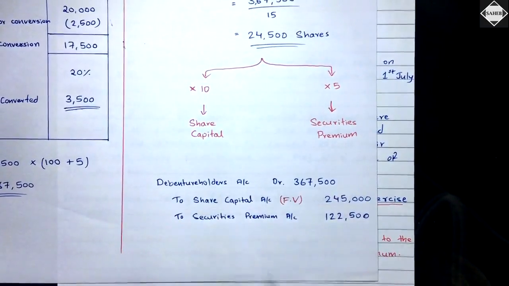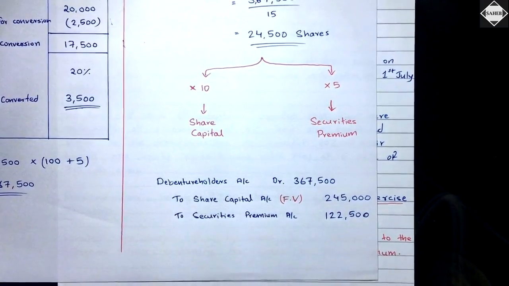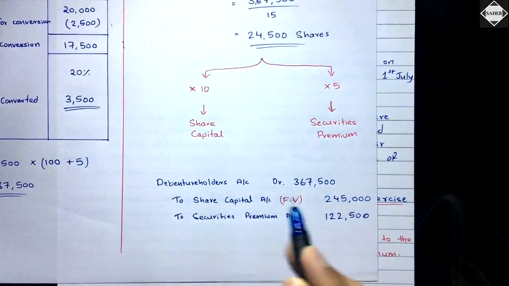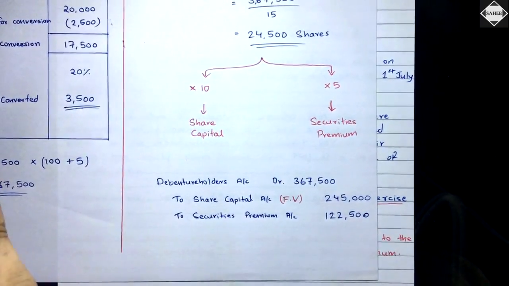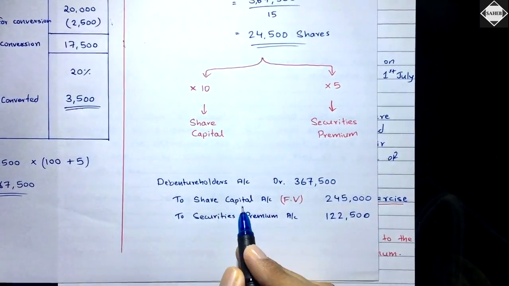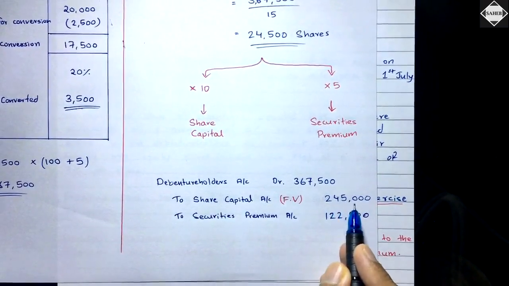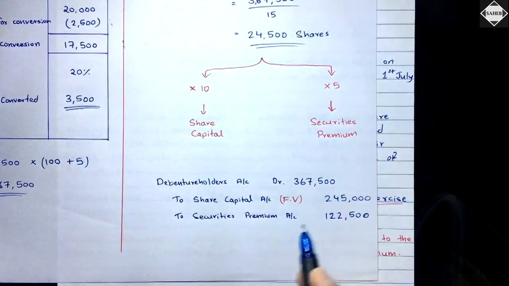See the entry? The entry would be like this. Previously, in the lump sum and in the installments, we used to pay cash, debenture holders account debit to bank. Right now we are not doing that. We are not paying the money, we are giving shares. So cancel the personal liability of debenture holders, 3,67,500, the liability which you created at the time of due. Now you have to give the shares. To share capital, the capital is increasing, so you credit the capital account with the face value. Only the face value will go to share capital, 2,45,000, only rupees 10, and whatever is over the face value has to go to securities premium. You all know this basic entry, isn't it? So this is all you have to do.